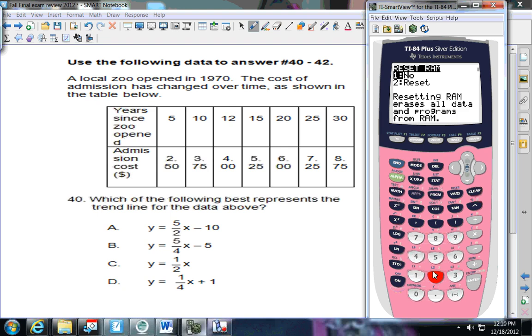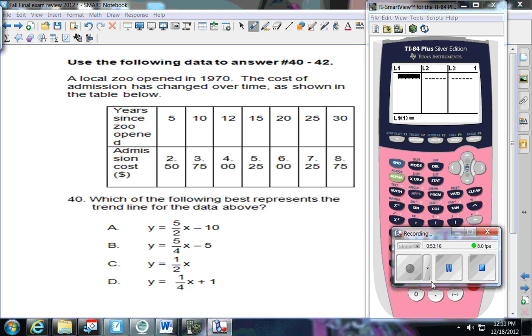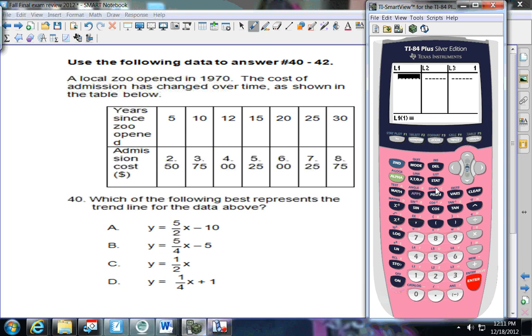So if I go in, I'm going to press stat and enter. Okay, so in L1, I'm going to put the years since the zoo opened. So I've got 5, 10, 12, 15, 20, 25, and 30.